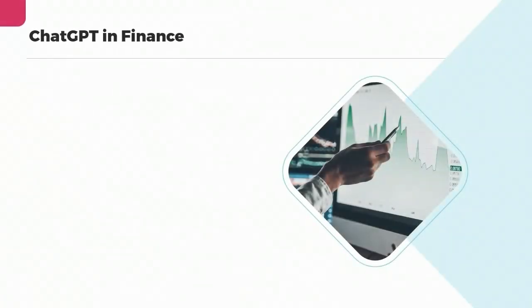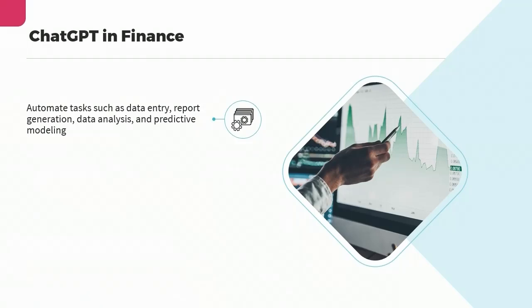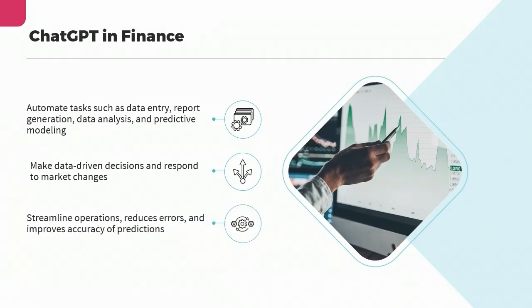In the finance industry, ChatGPT can be used to automate various tasks, such as data entry, report generation, data analysis, and predictive modeling. By providing organizations with accurate analysis of real-time information, they're able to make data-driven decisions and respond rapidly to market changes. By analyzing financial data, ChatGPT can identify patterns that may not be immediately apparent to human analysts. Overall, ChatGPT has the potential to streamline operations in the financial industry, reduce errors, and improve the accuracy of predictions.